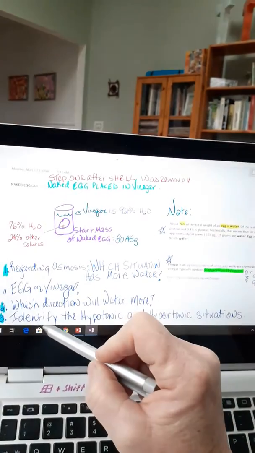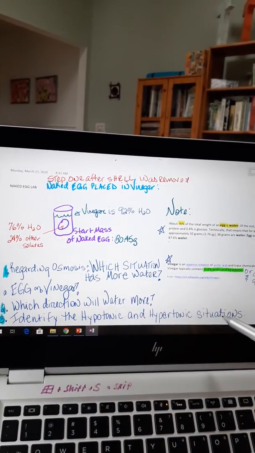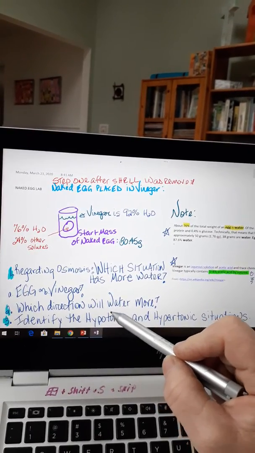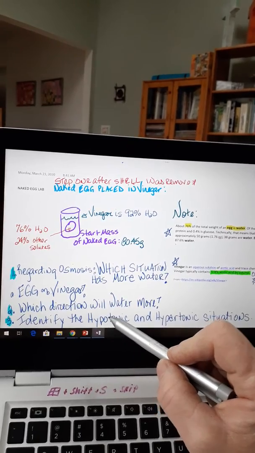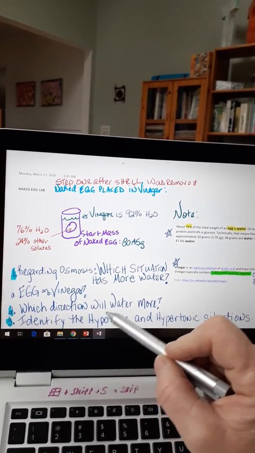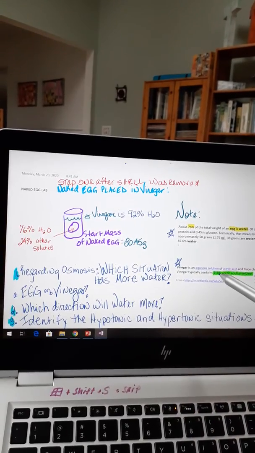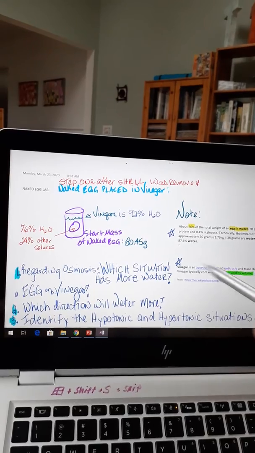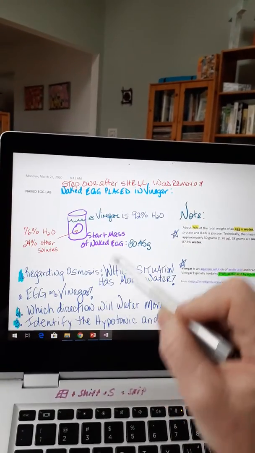Now, probably the most challenging part. You have to identify the hypotonic and hypertonic situations. The hypotonic situation is always the one with more water, because that means it will have less solutes. 5 to 8% acetic acid solute is less than 24% solutes. That's probably the trickiest thing you're going to have to know.